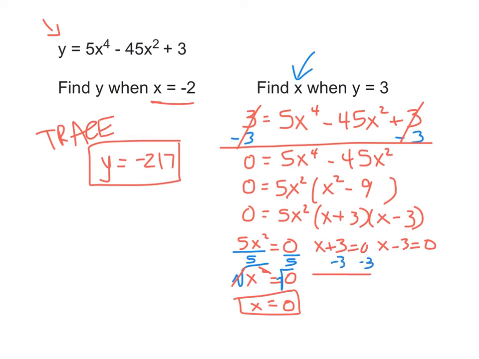All right, the next two, we're going to subtract 3 from both sides. And when we do that, we're going to get x equals negative 3. And then we're going to add 3 to both sides on this one. And we're going to end up with x equals 3 as another possible solution. So our solutions, when y is 3, x can be 0, negative 3, and 3.